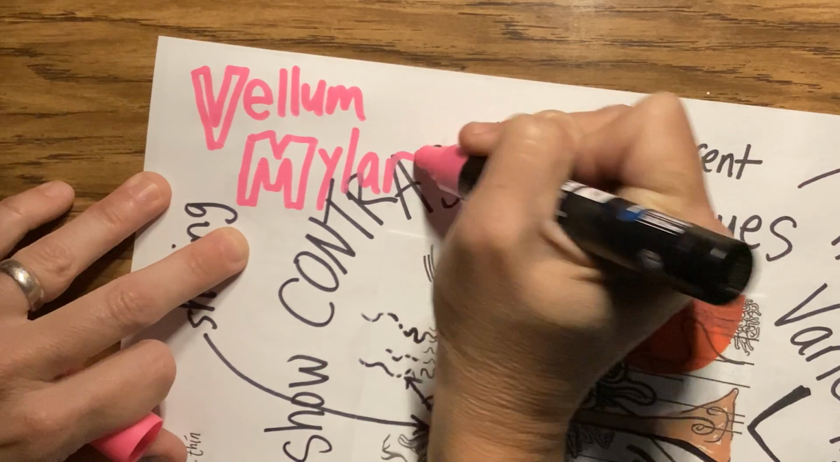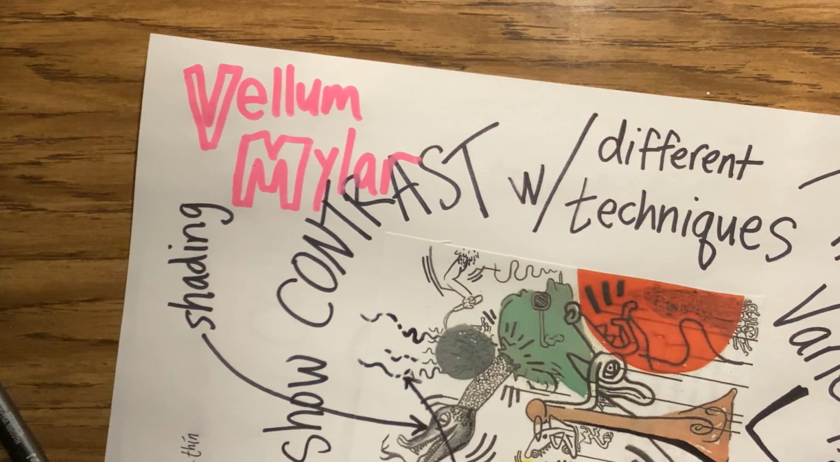Why is it called this? Let's see, what else has two names? Aphrodite and Venus. Venus has two names. Dang it, there's a reason for that. You're right. Because the Romans cheated off the Greeks and stole everything. Yep. I don't know, vellum and Mylar are really the same thing. So that's what we're using to draw on. This material that we're drawing on is really transparent.